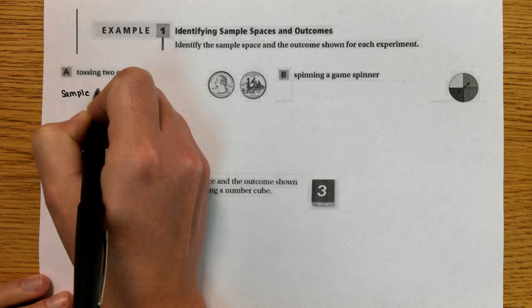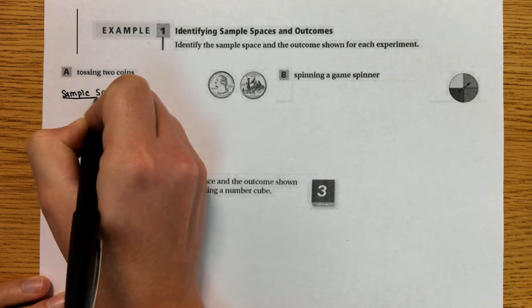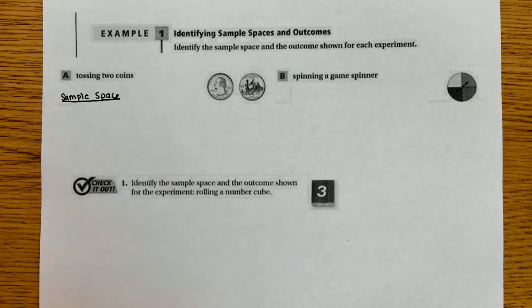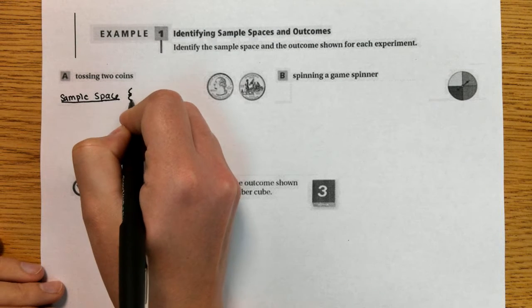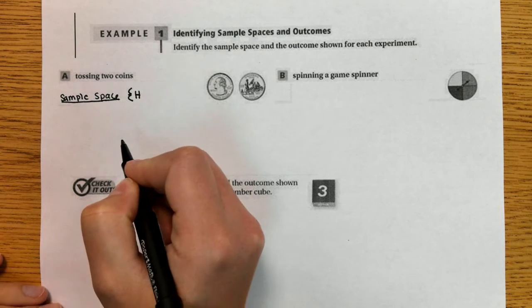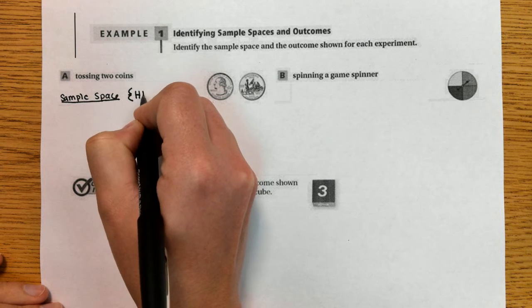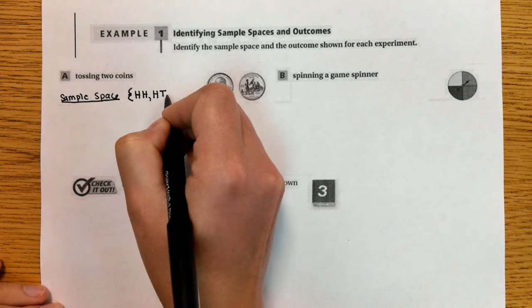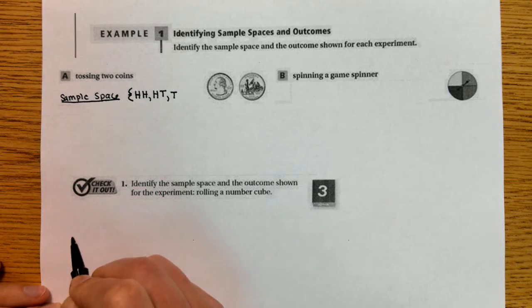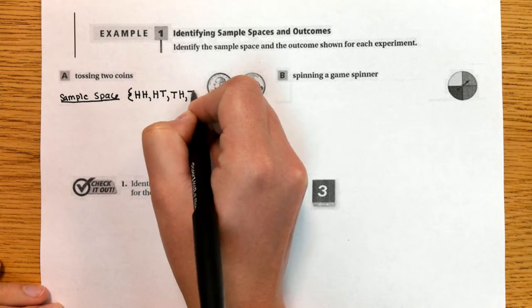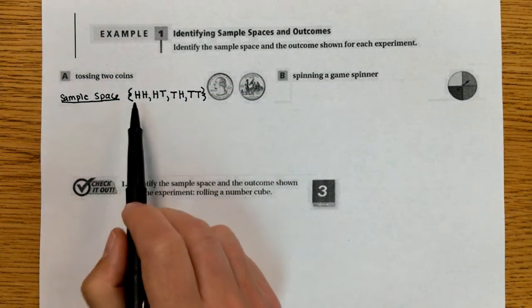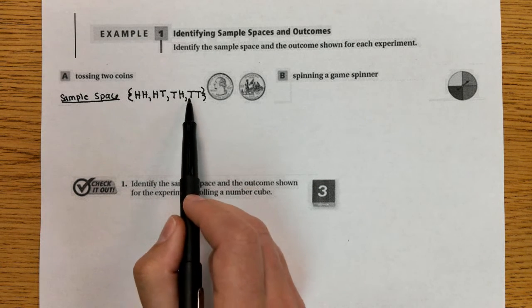So looking at the sample space, what would happen if we toss 2 coins? The first coin could either be heads or tails. The second coin could also be heads or tails. So if I start with a heads, my second coin could either be heads again, or tails. If the first coin ended up being tails, the second coin could be heads, or I could have tails. So there are 4 possible outcomes: heads, heads; heads, tails; tails, heads; tails, tails.